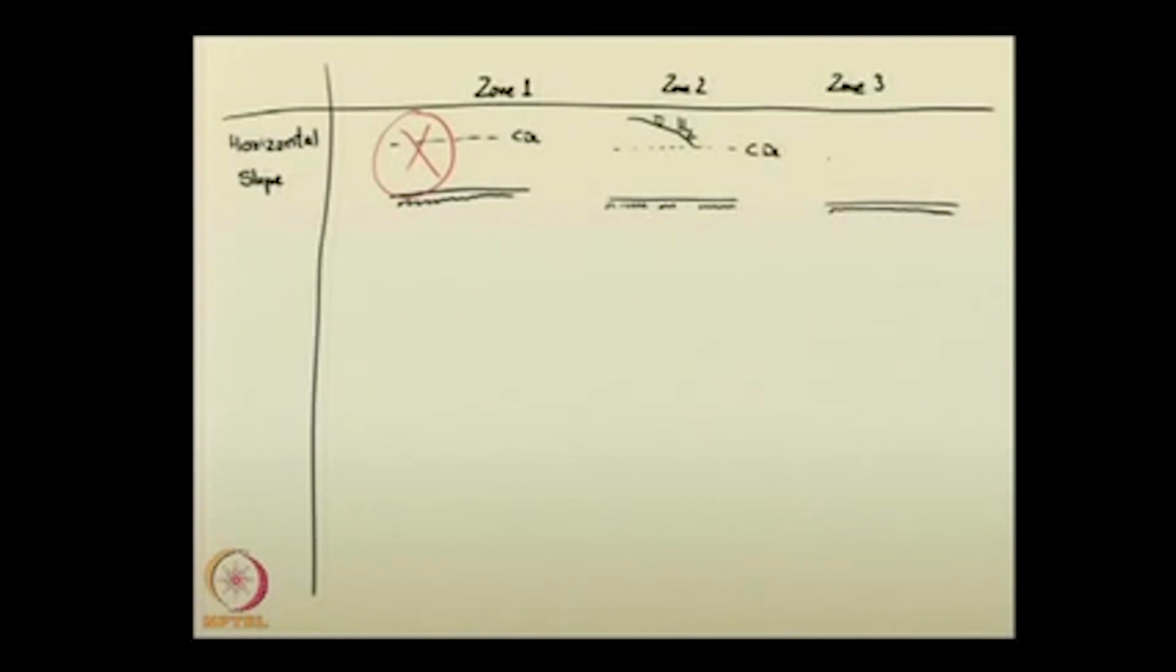Similarly, if the water surface profile exists in zone 3, that profile would be of this form, and you can name this as H3. This profile can be named as H3. So, you can say this is zone 2, this is zone 3, for the horizontally sloped channel.